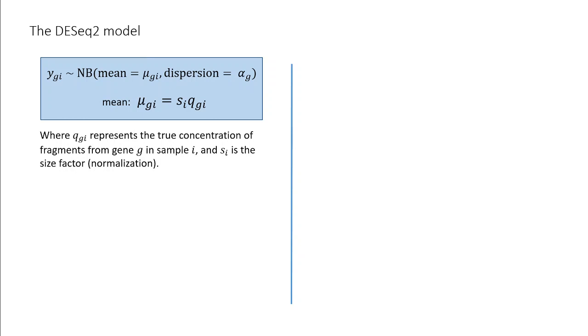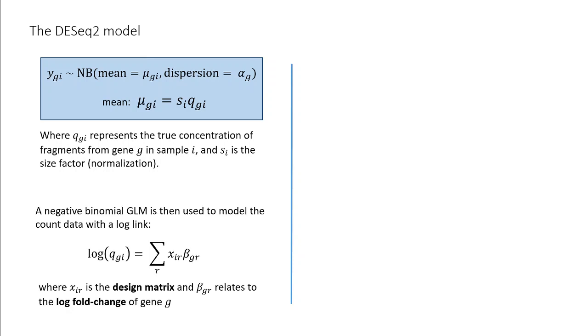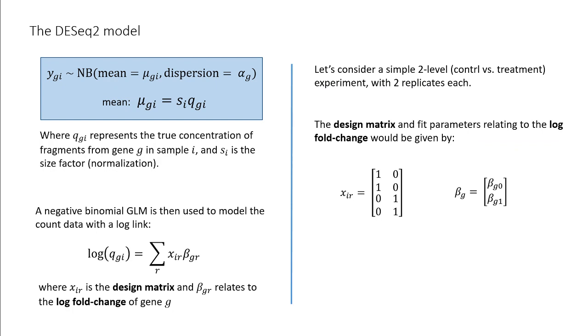Furthermore, the model assumes that the mean read count for a given gene and sample is directly related to the true biological concentration of that gene, q sub g i, scaled by a sample-specific normalization factor, s sub i. A general linear model is then fit to the concentration with a logarithmic link function. Here, lowercase x represents the design matrix, and beta relates to the log-fold change of gene g. To clarify this general linear model, let's consider a simple two-level experiment, each with two replicates. The design matrix and beta parameters would be given by the following matrix and vector. Once beta sub g has been computed, the log-fold change for a given gene can be calculated thusly.